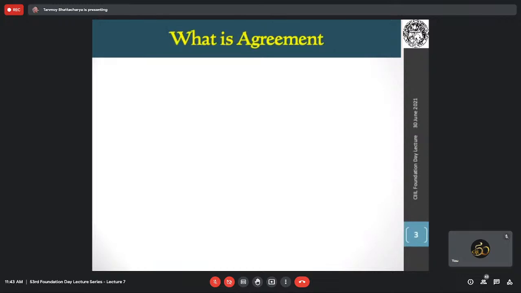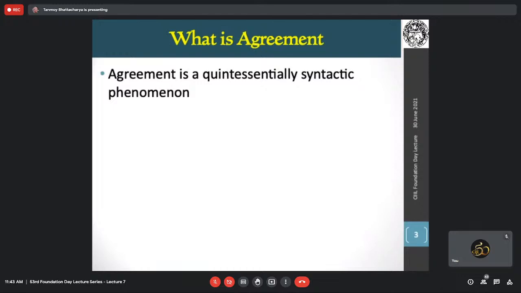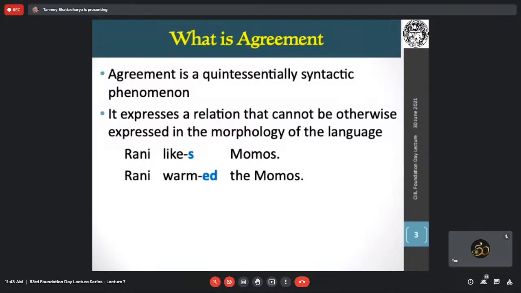So what is agreement? It's a kind of formal representation that shows a relation between certain words. Let's take this point about agreement first into consideration, that it is a quintessentially syntactic phenomenon because of what I said just a second ago, that it is a relation. So it is not a purely morphological property. It is captured by morphology, but because it shows the relation between more than one word, it is a syntactic relation. So it expresses a relation that cannot be otherwise expressed in the morphology of the language.